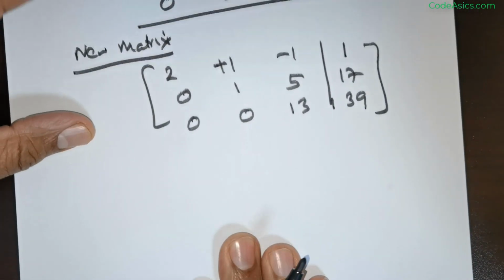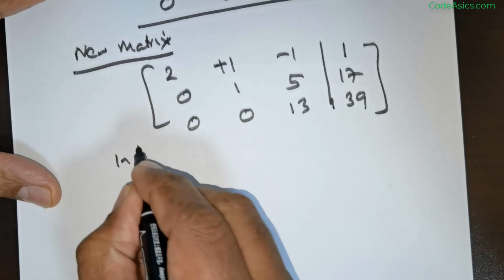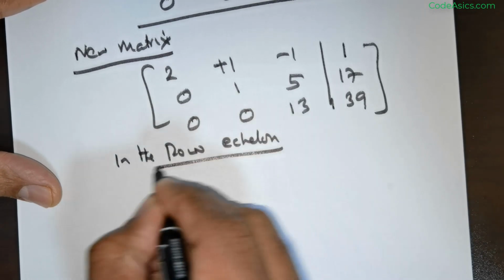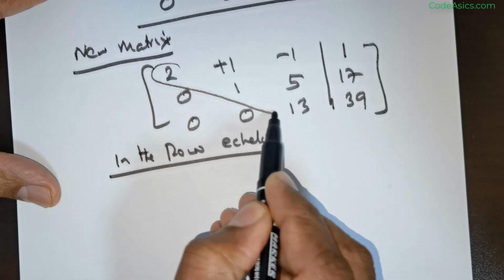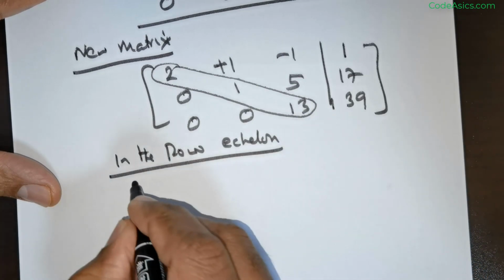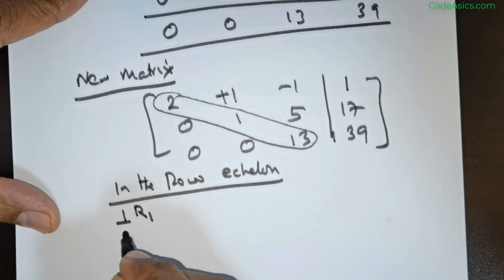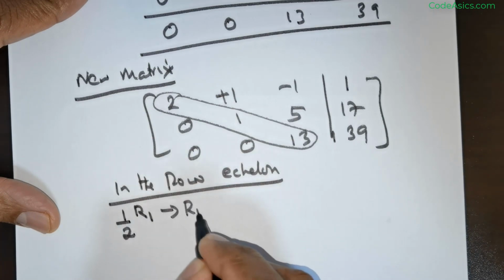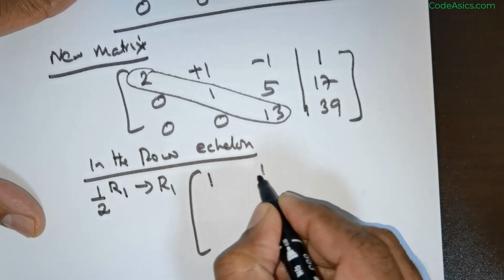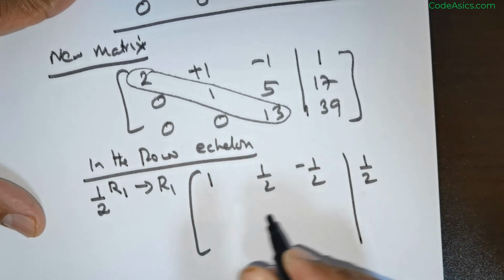Okay, now what we need to do is get the matrix in the row echelon form. For that, the main diagonal should be equal to 1. All of the elements should be equal to 1. So to achieve that, I'm going to multiply row 1 by 1 over 2, and that's going to give me my new row 1. When I do that, I get 1, 1 over 2, negative 1 over 2 and 1 over 2.